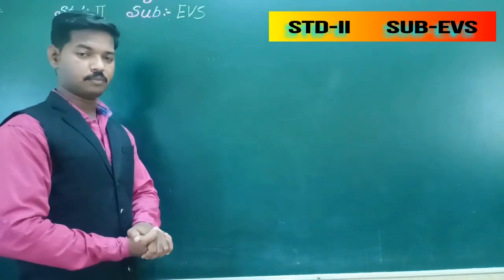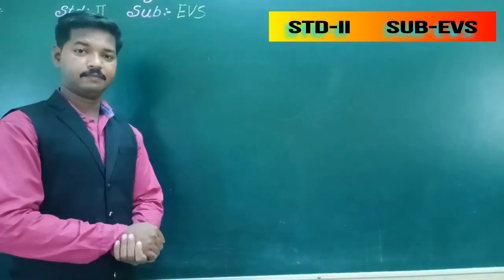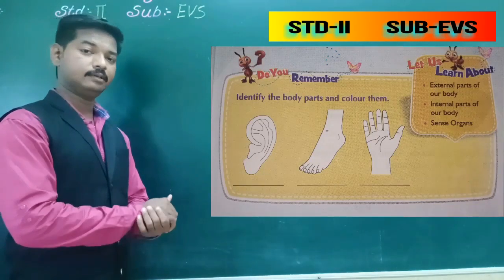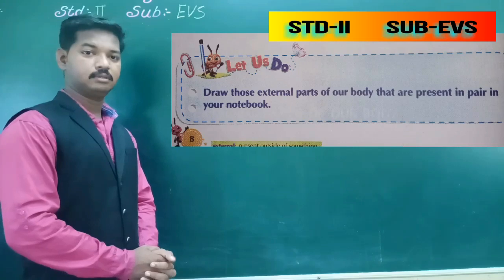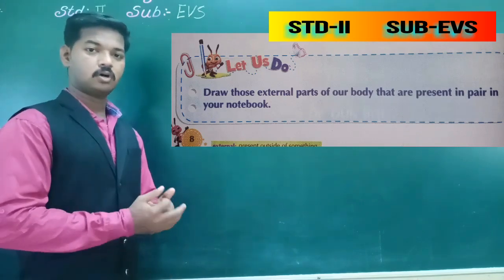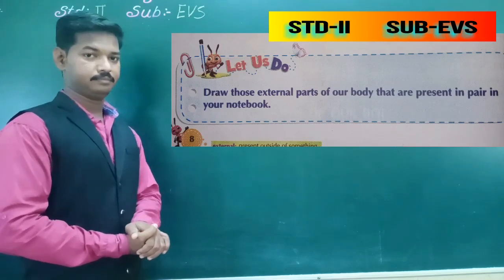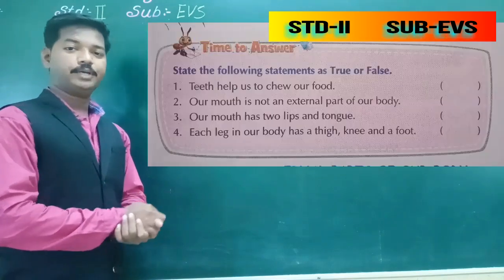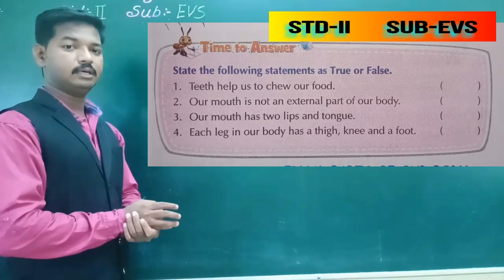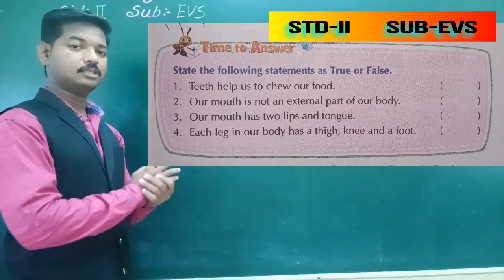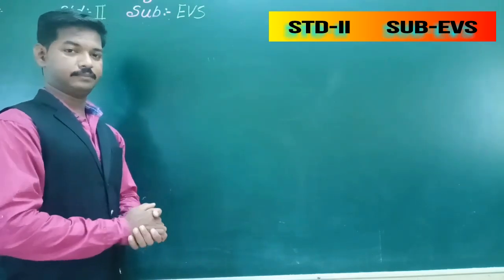Okay, so all these words you have to copy in your notebook and recite. Now see on page number 7, identify the given parts and color them. So that you have to do. Now see on page number 8, one activity is given here. Draw those external parts of our body that are present in pairs. Okay. Now see on page number 9, time to answer. There you have to write whether the given sentences are true or false. Okay. So that is today's homework. Thank you.